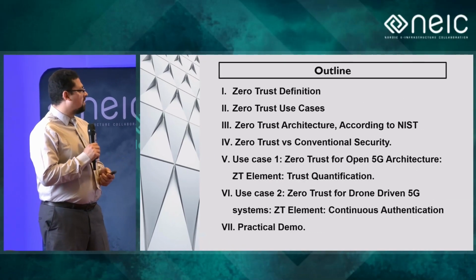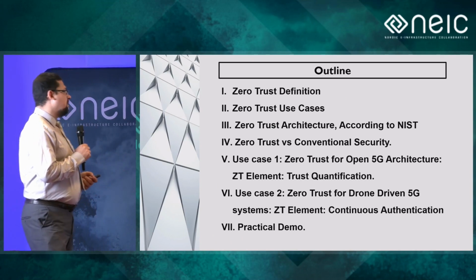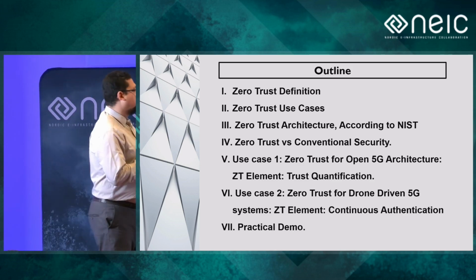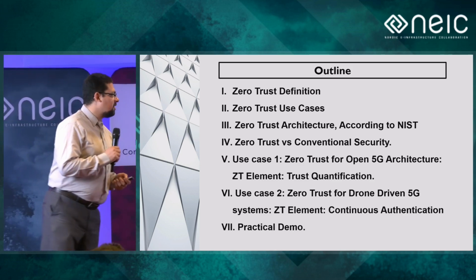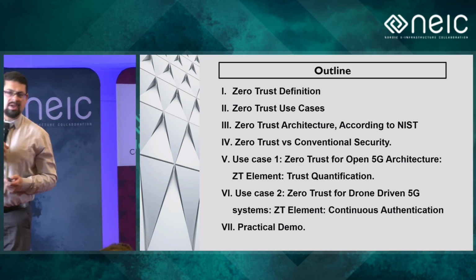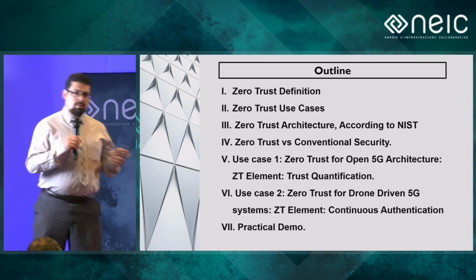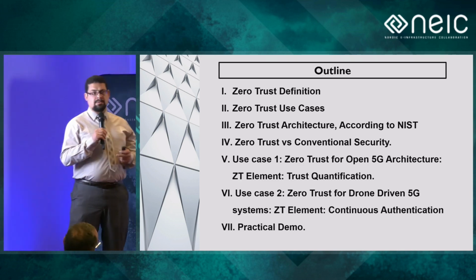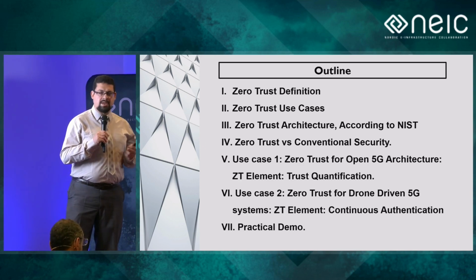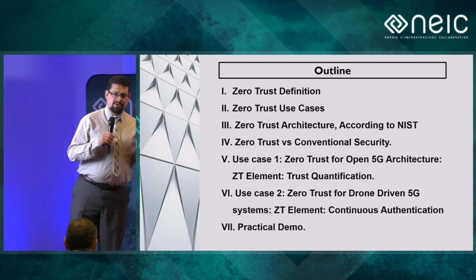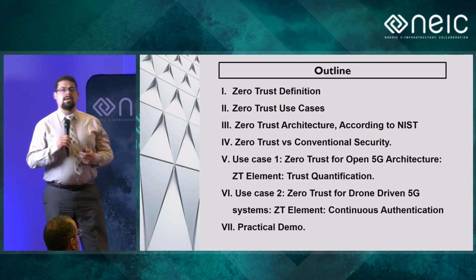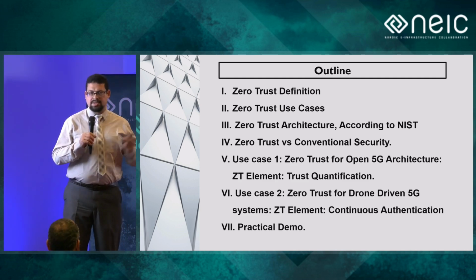So the outline of this presentation includes the definition, use cases, NIST perspective for zero trust, the comparison between zero trust and conventional security, use case 1, use case 2, and the element of continuous authentication for the drone-driven 5G network. And there is a practical demo. If time allows, I'm going to share this demo with you. This demo was part of a hackathon that was running in France. We ended in first position with our State University of New York students, and I will be happy to share this demo with you.